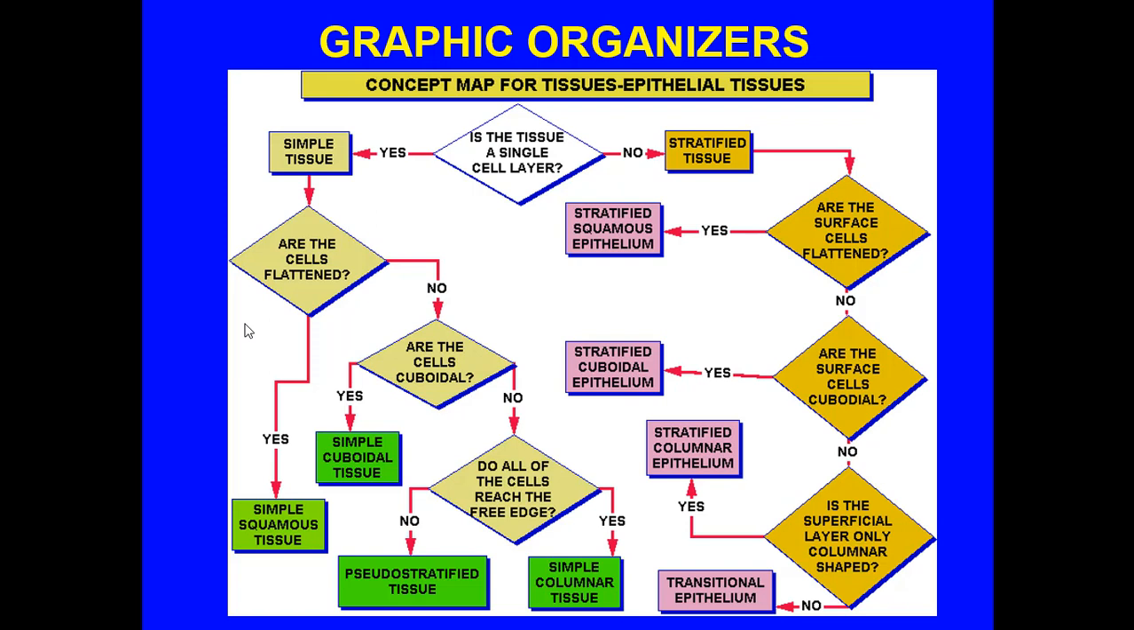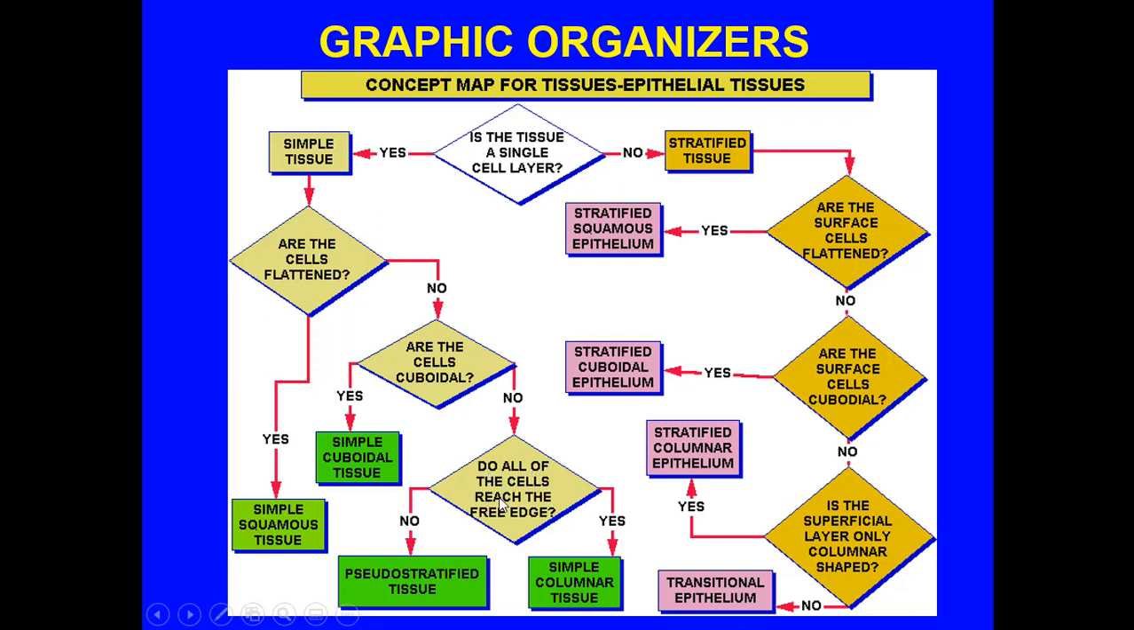First question, is the tissue a single cell layer? If it's yes, it's a simple tissue. So you ask yourself, are the cells flattened? Yes, simple squamous tissue. No, are the cells cuboidal? Yes, then it's simple cuboidal. If it's no, the next question defines the last couple of choices.